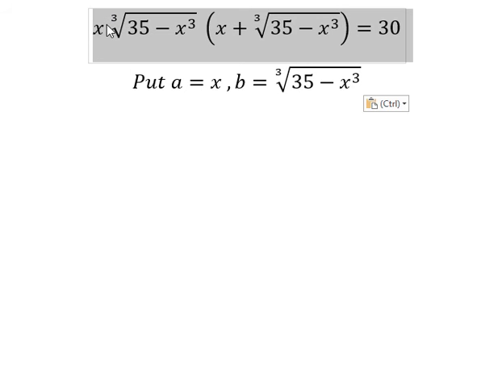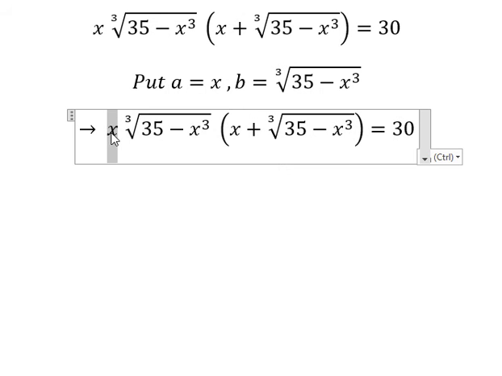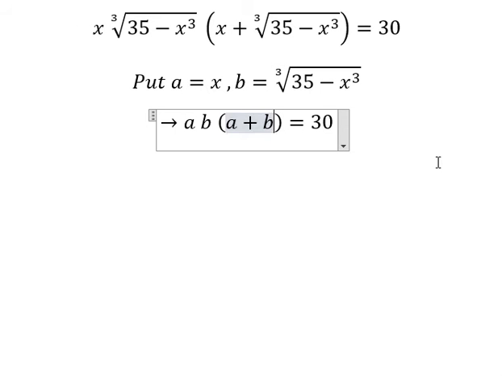Now we have this equation. So this one we change by a. This one we change by b and b. Next, we have the second one.